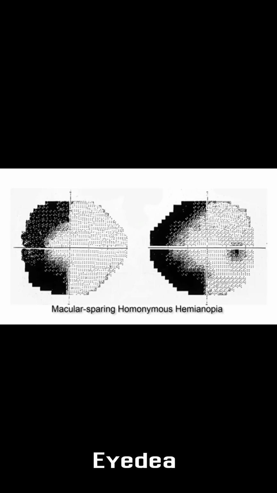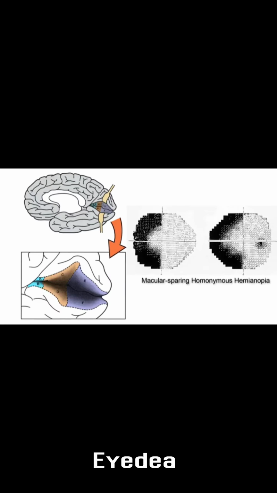Number 7. This is macular-sparing homonymous hemianopia. It is defined as hemianopic defects that spare the central 5 to 10 degrees of the visual field. This pattern localizes the lesion to the anterior visual cortex, and the most common cause of these defects is again stroke.